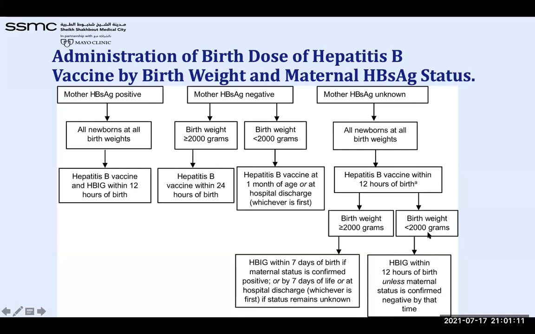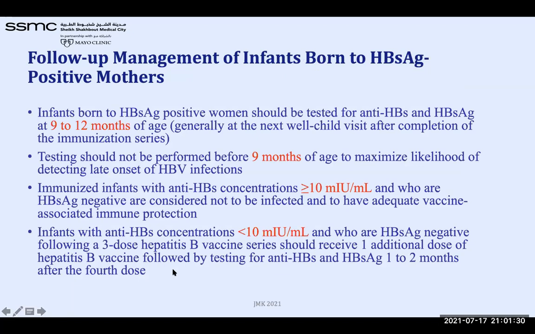So for a less than 2 kilogram baby, you have to give the vaccine and the HBIG within 12 hours if the mother's status is positive. If the mother's status comes back negative, then it is negative. For a full term, more than 2 kilogram baby, you have 7 days to give immunoglobulin. The follow-up of these babies is very important.